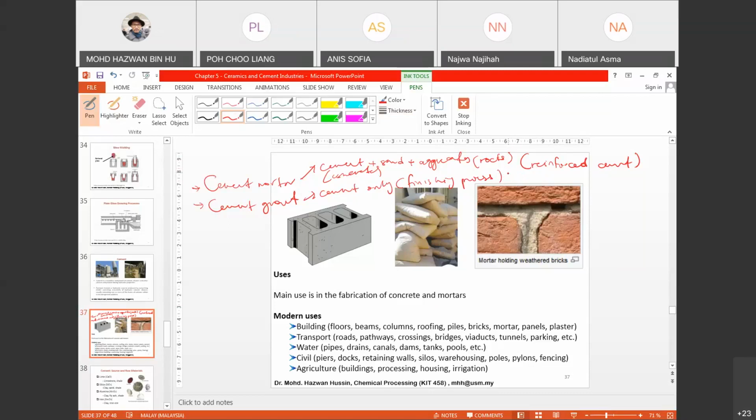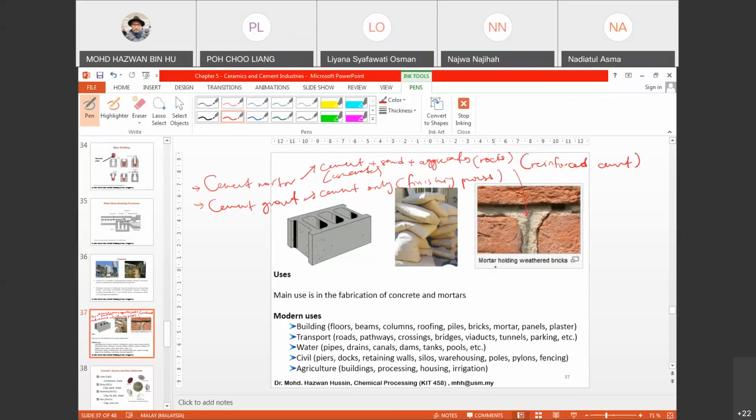Even you can see over here a mortar holding weathered bricks. This is actually bricks, and this is actually cement mortar. Because cement mortar functions as a glue, and it needs a reinforcing material to make the materials become hard. If you use only cement, then it will be slightly less durable, and it can easily break.